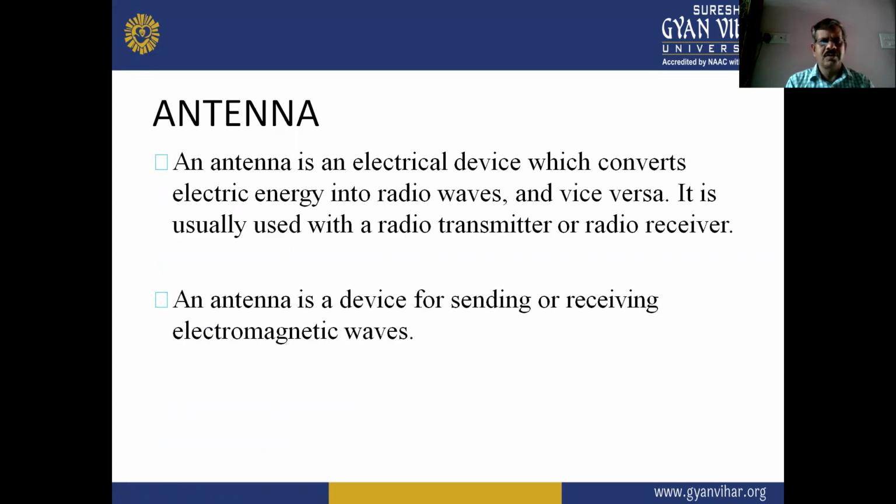So first of all, what is the antenna? An antenna is an electrical device which converts electrical energy into radio waves and vice versa. It is usually used by the radio transmitter or radio receiver. So an antenna is a device for sending or receiving electromagnetic waves.